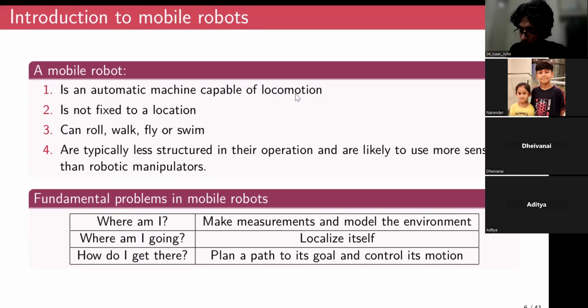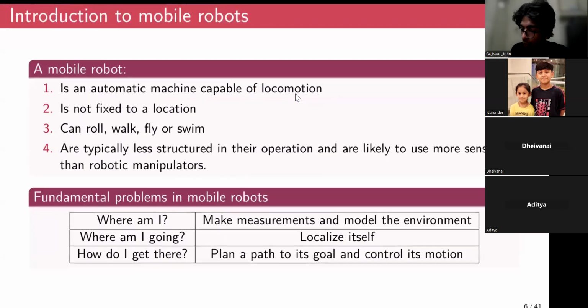So what is a mobile robot? A mobile robot is an autonomous machine, or an automatic machine, capable of locomotion. We have seen what locomotion means. It's not fixed to any location. It can roll, walk, fly, or swim. So locomotion can be realized in any of these manners.